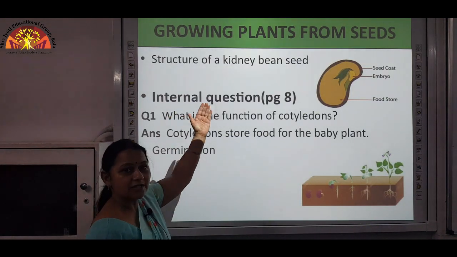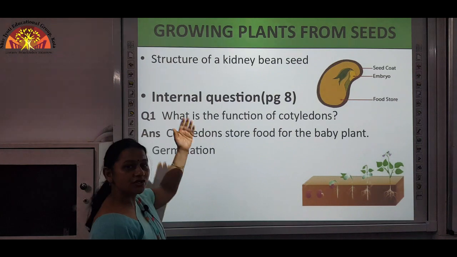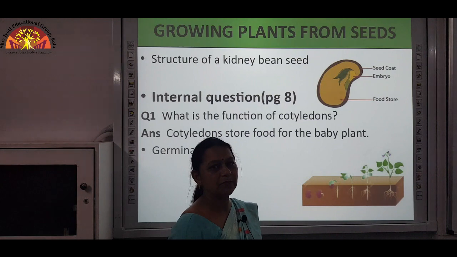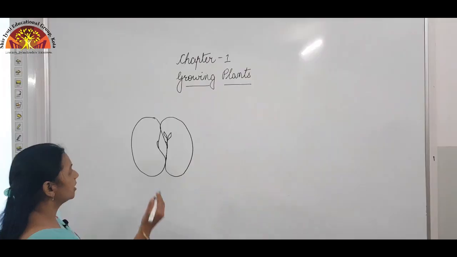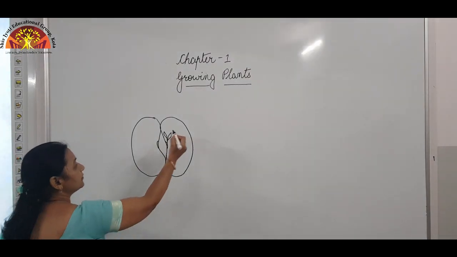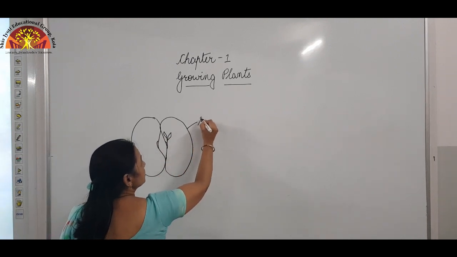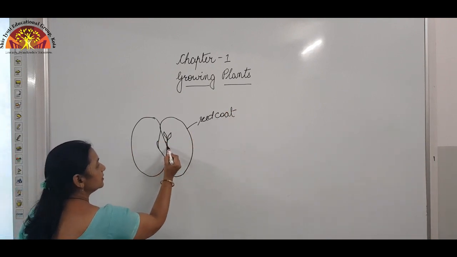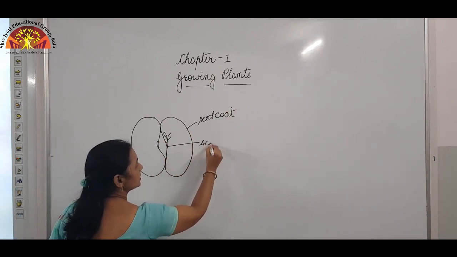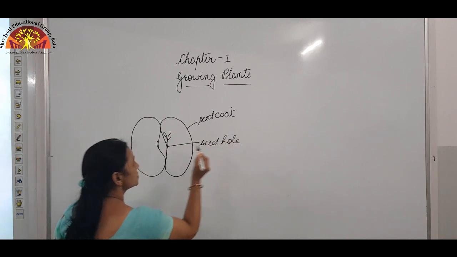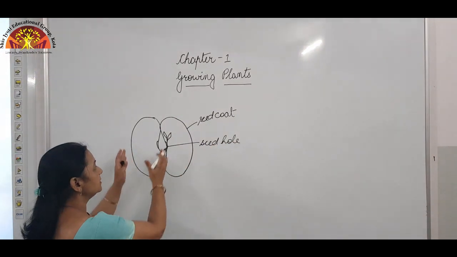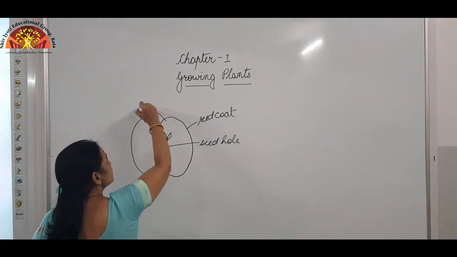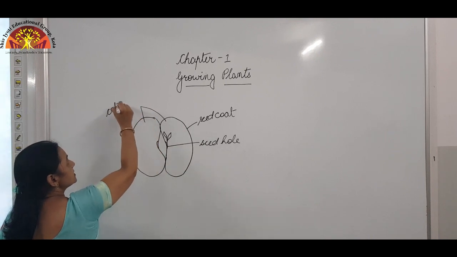First topic is growing plants from seeds. Here we have the structure of kidney bean seed, and let's take it on the board. I will explain the kidney bean structure on the board. Let us discuss the diagram here. This part is the seed coat. This protects the baby plant inside, and this part is called the seed hole. This allows water and air to enter inside the seed. Again we have these two parts. These two are called the cotyledons.